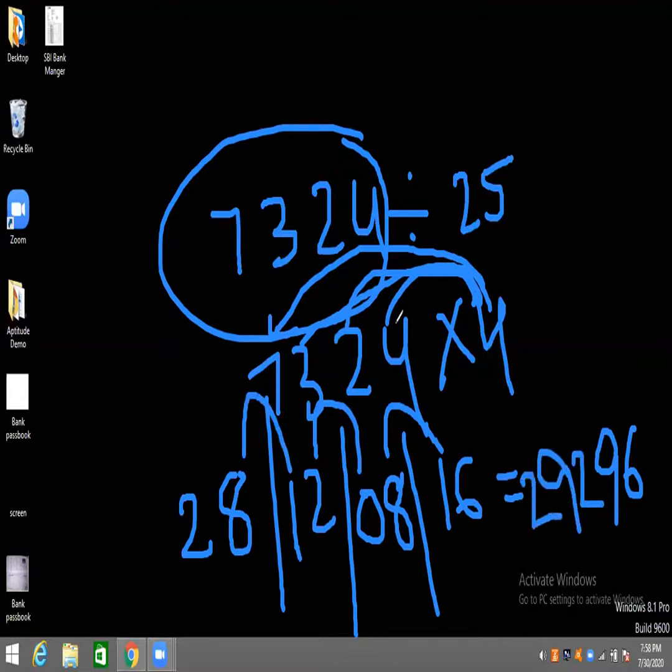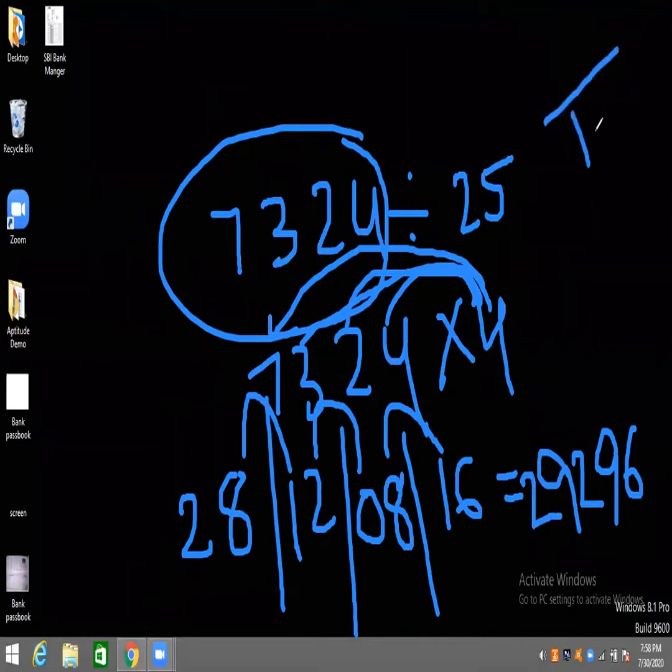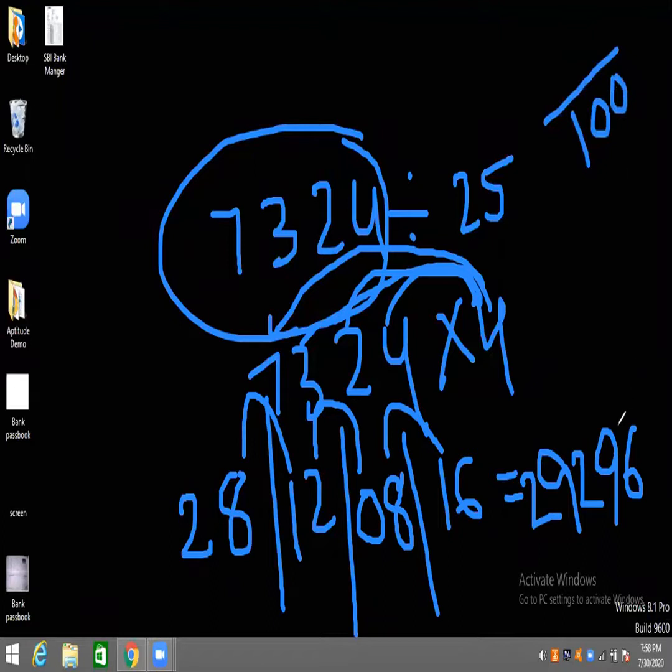So I already told you we need to multiply by 4 and we need to divide it by 100. So we need to place a dot before 2 digits. We need to place a decimal point before 2 digits. So the answer will be 292. Answer is 292.96.